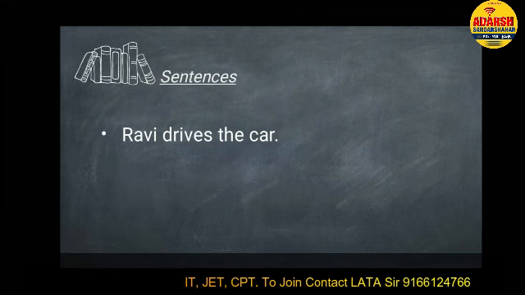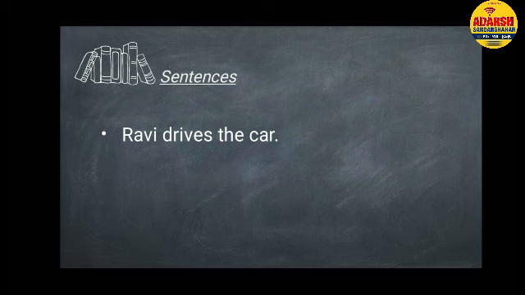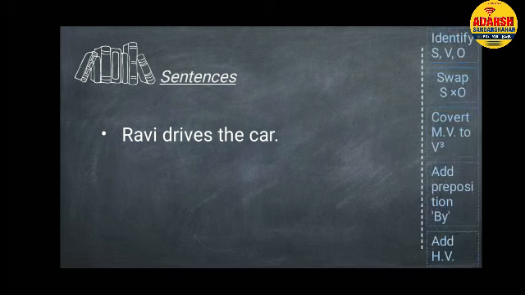Now let's see an example. So here we are starting our process of discussing how to change active voice to passive voice. Now let's see the example. Ravi drives the car. Now this is our first example. Let's go to all 5 steps. First is identifying subject, verb and object. Second, swap. Third, verb's third form. Fourth, put by, and fifth, add helping verb.